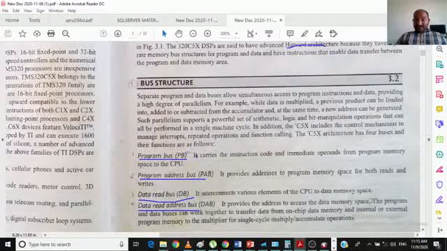The program bus takes the responsibility to carry the opcode as well as the immediate values. But to access a particular memory location, you have to provide addresses to perform the read operation as well as the write operation, meaning in which location you would like to write the information and from which location you would like to read it. Those addresses are carried by the program address bus.